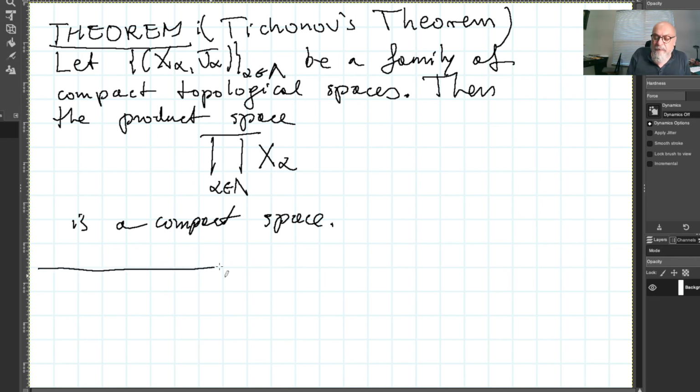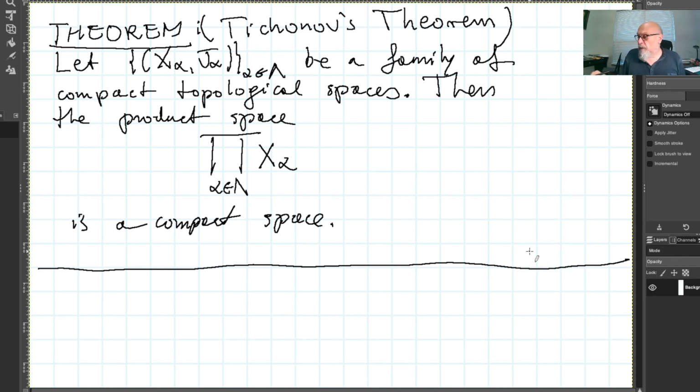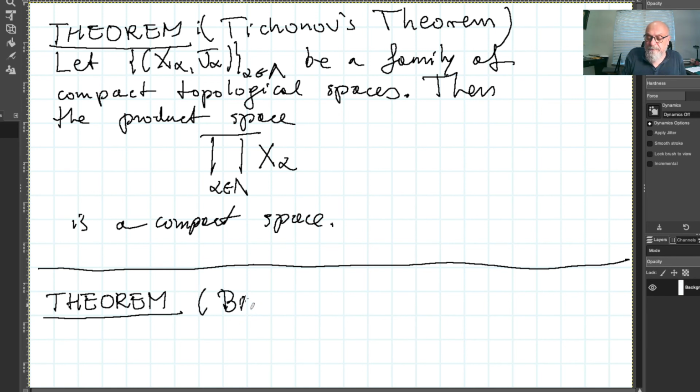So this would be basically the main tool to prove the following theorem, which is called the Banach-Alaoglu theorem. That's the main theorem for this class. And this is Banach-Alaoglu.